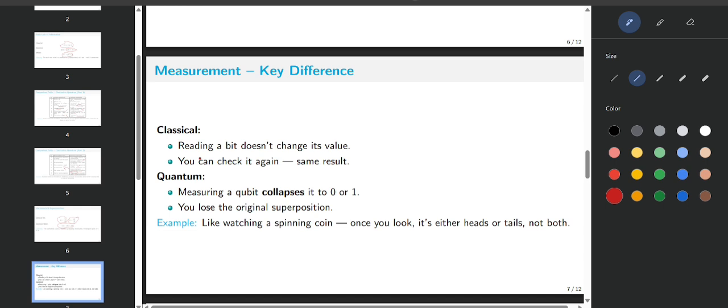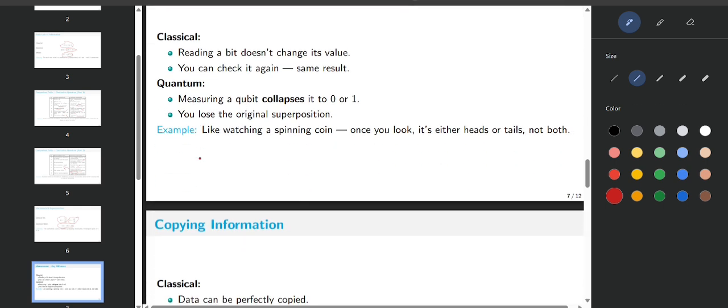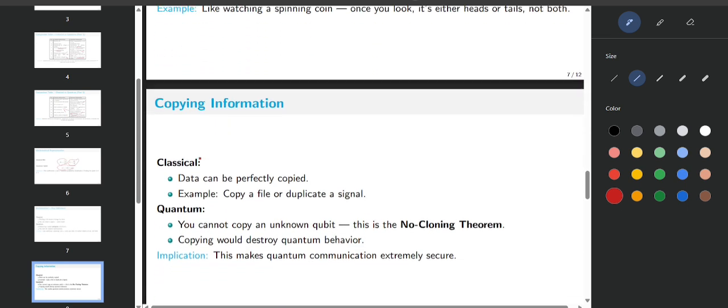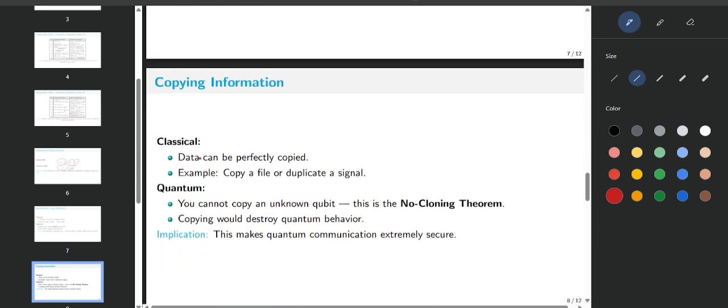The act of measurement changes the qubit state. It's like catching a spinning coin. Once you look, it stops spinning and shows either heads or tails. You lost the original superposition. That's why measurement is tricky in quantum mechanics.